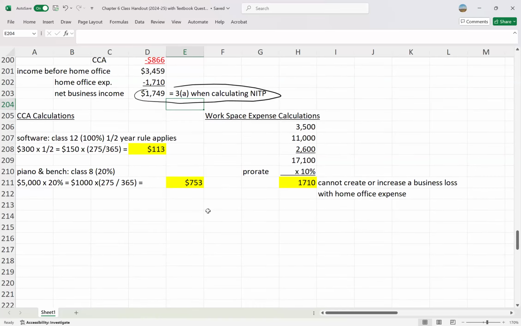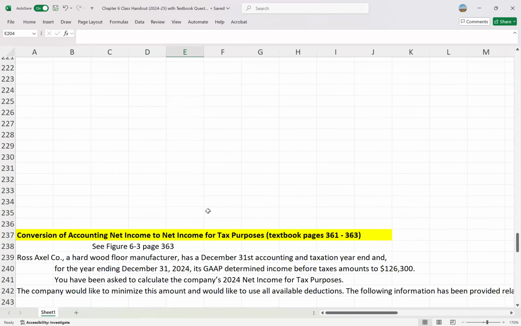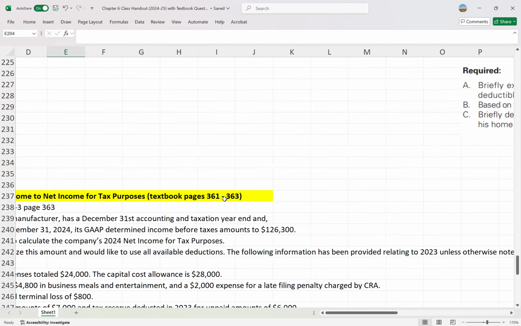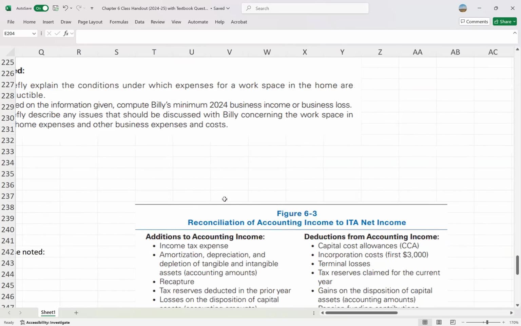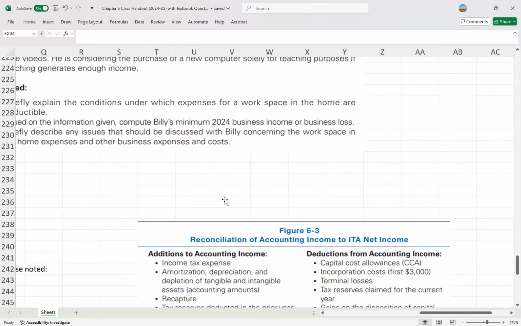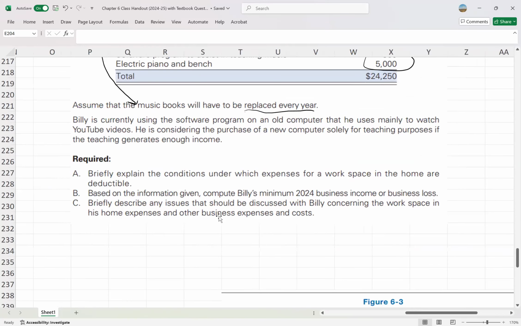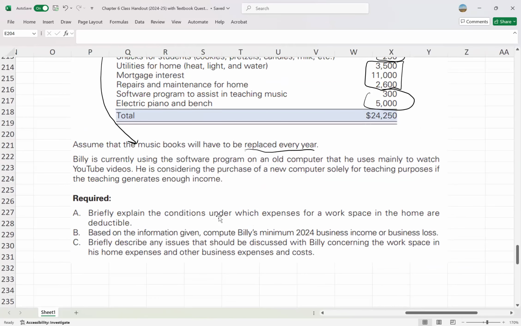So what I want to look at next is this chart here. Actually, let's just finish up this question. I don't think we finished it in total. Let's go back to this question first.